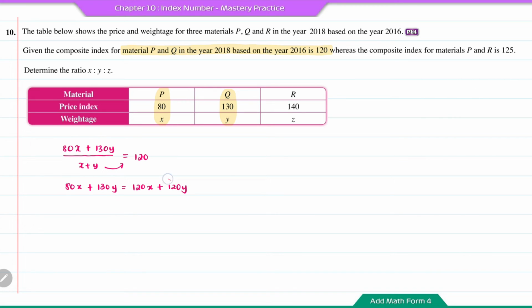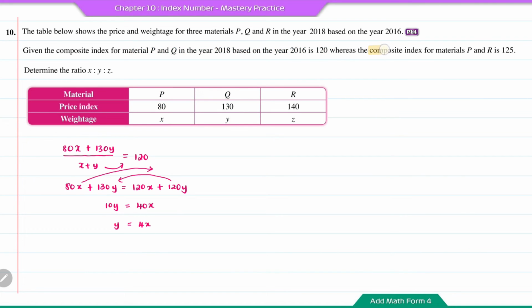Next, I'm going to move this 120Y to the left hand side and this 80X to the right hand side. So 130Y minus 120Y will be 10Y, and 120X minus 80X, you will get 40X. Next, we can simplify this by dividing both sides by 10. So 10Y divided by 10, you will just get Y, and 40X divided by 10 is 4X.